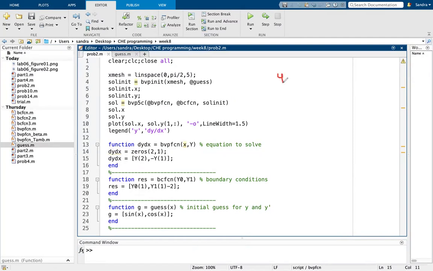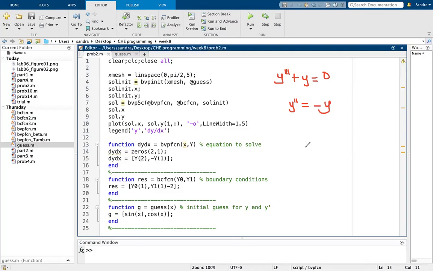What I have is y double dash plus y equals 0. So it is double dash, okay. Now I write y double dash is equal to minus y. Now this is in the form of d square y by dx square is equal to minus y. Okay, that is how this looks like.